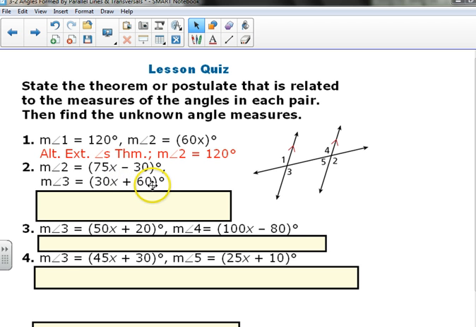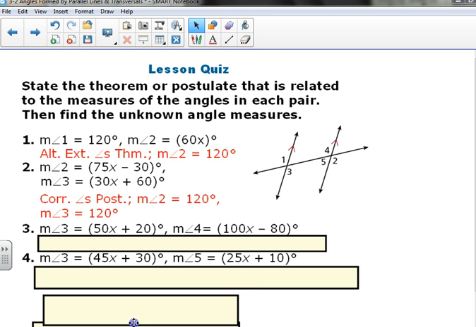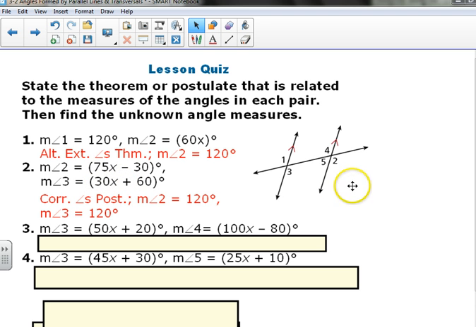Add 30 to both sides and then subtract 30x. And then divide. Okay, and what did you get? X equals 2. And so what is each angle worth then? 120. Good job. So we substitute that 2 back in and get 120. So he set them equal because he says they're corresponding, so they are congruent. And he solved for x and then substituted it to find the value. Okay?